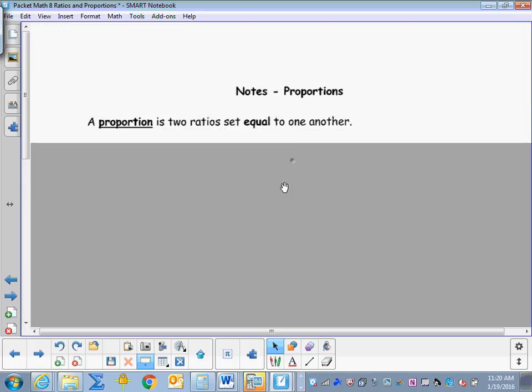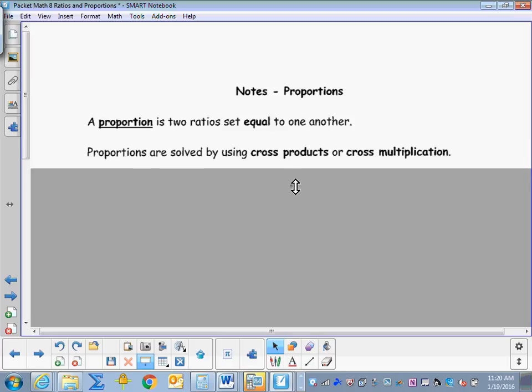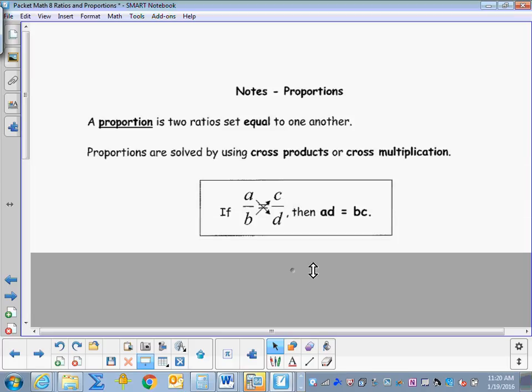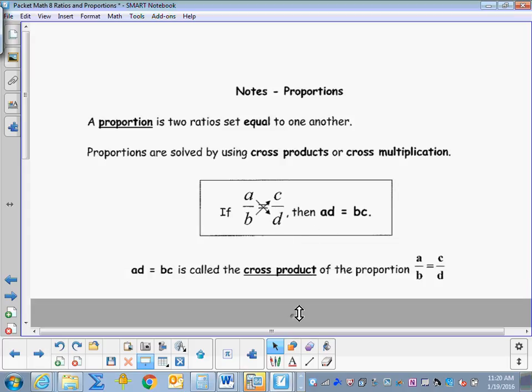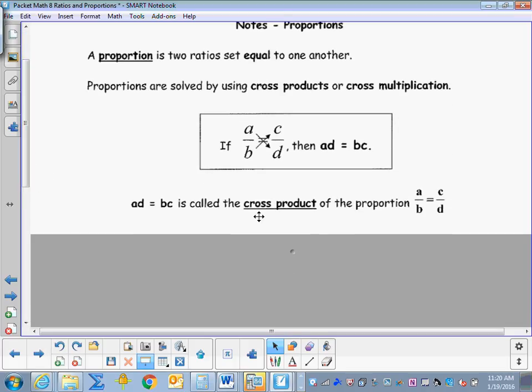Proportions. A proportion is two ratios set equal to one another. Proportions are solved by using cross products or cross multiplication. If A over B is equal to C over D, then A times D equals B times C. AD equals BC is called the cross product of the proportion A over B is equal to C over D.